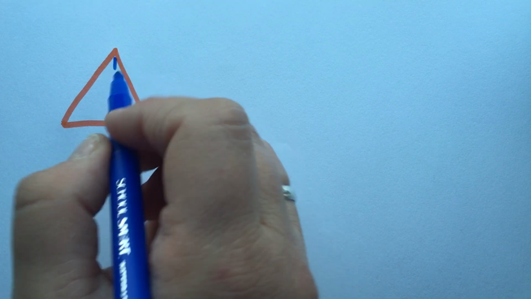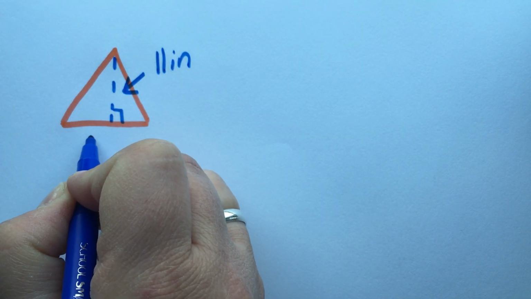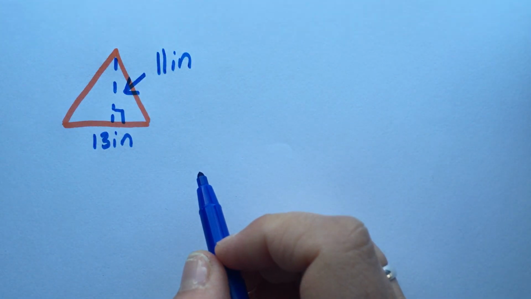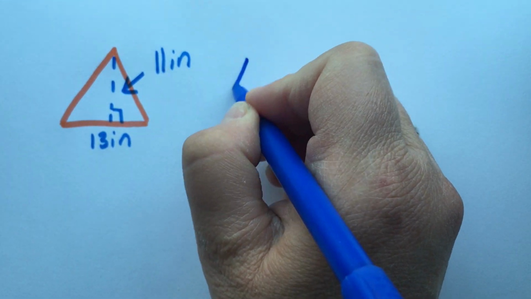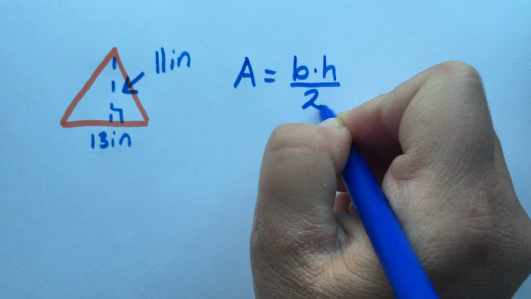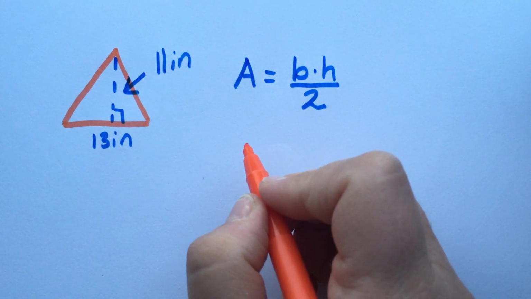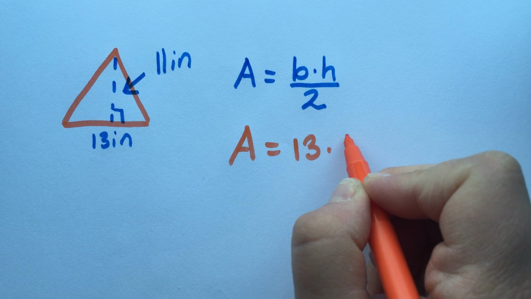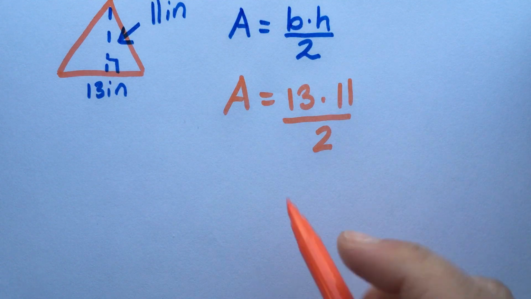So if I have this triangle, for instance, and I am saying that the height is 11 inches and my base is 13 inches, I can again find my area. So I'm going to go area is equal to the base times the height divided by 2. Okay? Then I'm going to plug in the numbers that I know. I don't know the area yet. Area equals base, which is 13, times the height, which is 11, divide all that by 2. Okay?